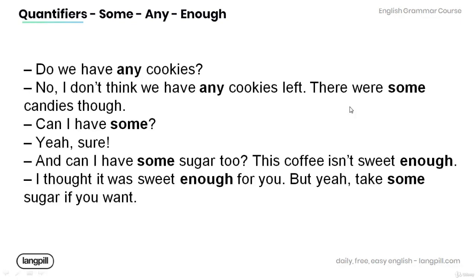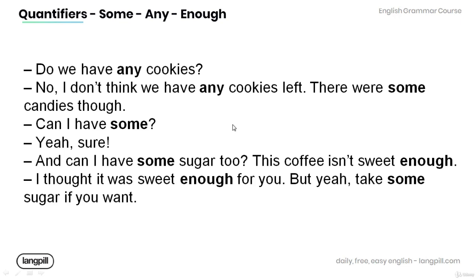Here's a short story using the quantifiers some, any, and enough. Listen as I read so you can see how they are used in real-life conversation. After I'm done, make sure you understand all the grammar and read aloud yourself so that you can work on your own fluency and pronunciation.